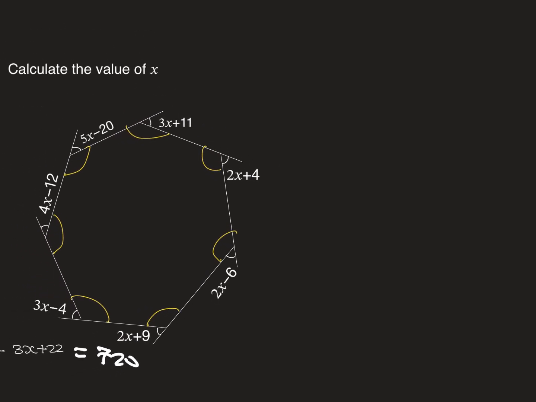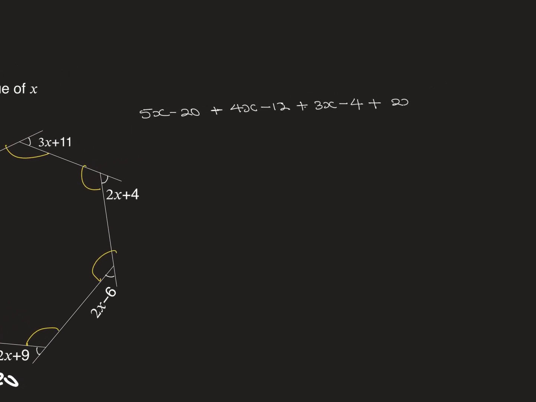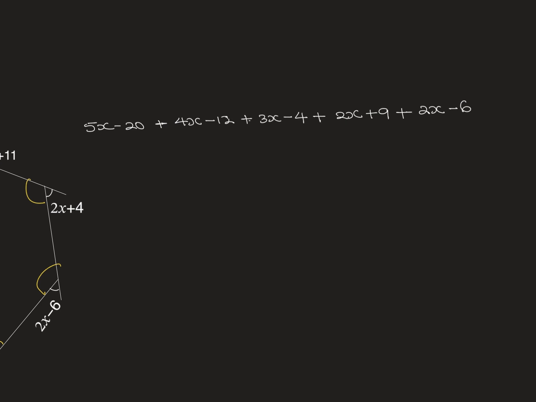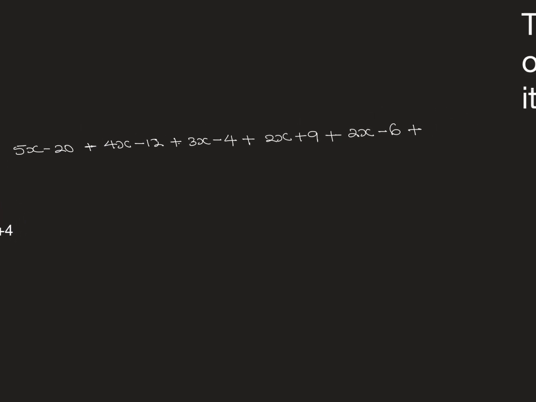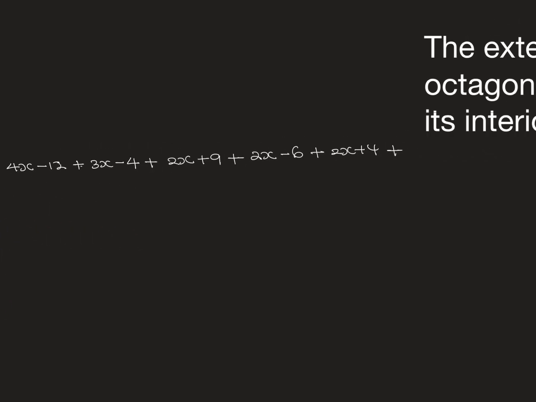I will say 5x minus 20 plus 4x minus 12 plus 3x minus 4 plus 2x plus 9 plus 2x minus 6 plus 2x plus 4 plus 3x plus 11.